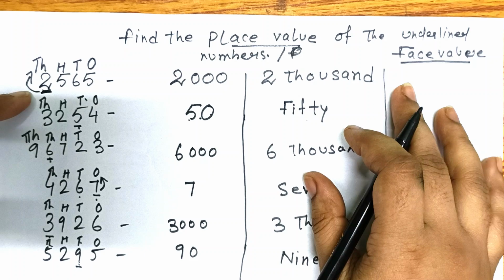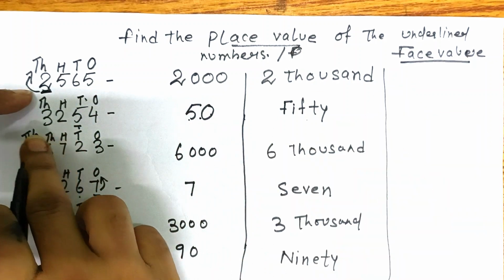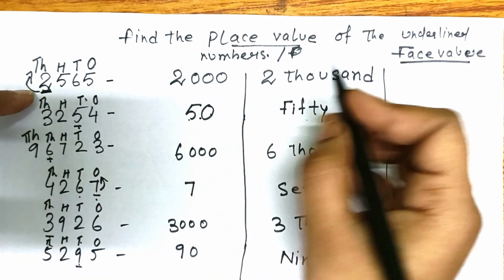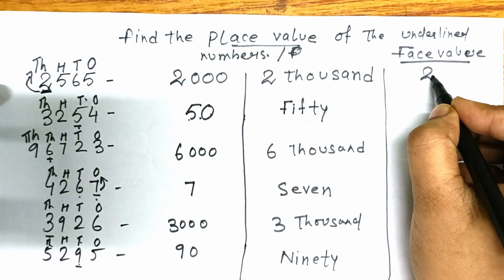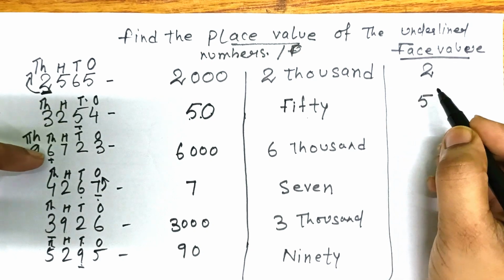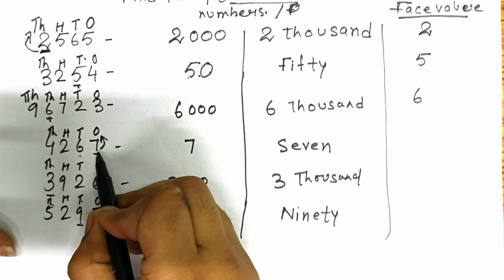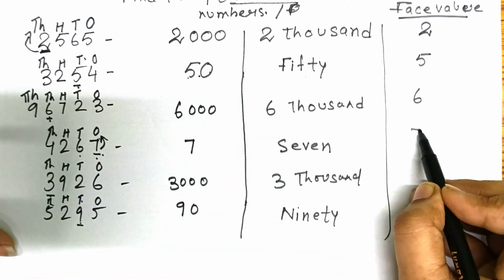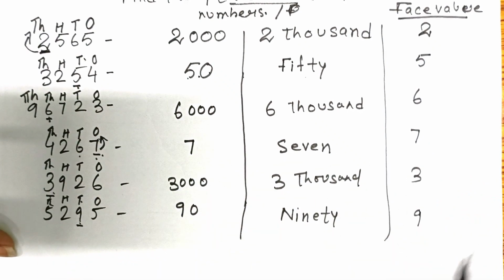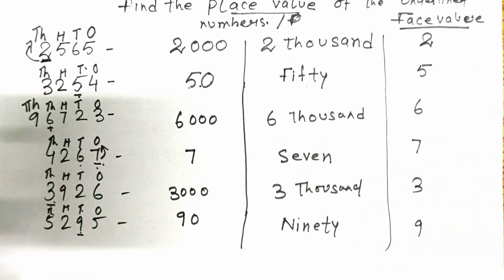Now what is the face value? I'm finding the face value of the same digits which I underlined previously. This is 2. What is the face value of 2? Just give it 2, the number itself. Now this is 5, so the face value of this number is 5 itself. Now this is 6, and the next was 6. Then 7, then 3, and now 9. Clear? Face value is the same. That number itself is called the face value.